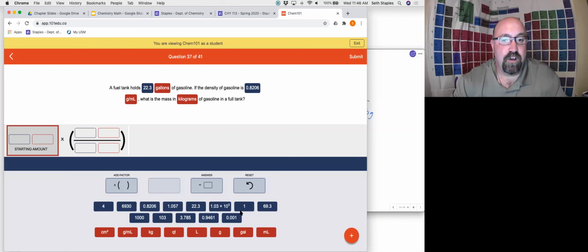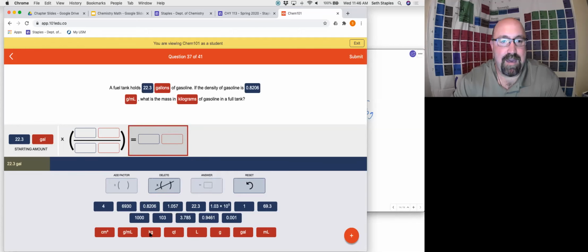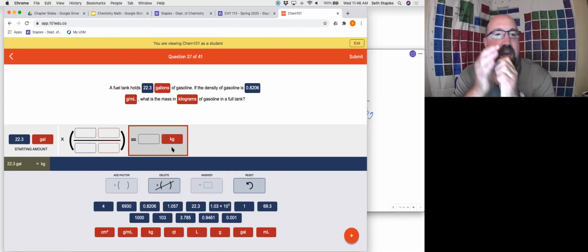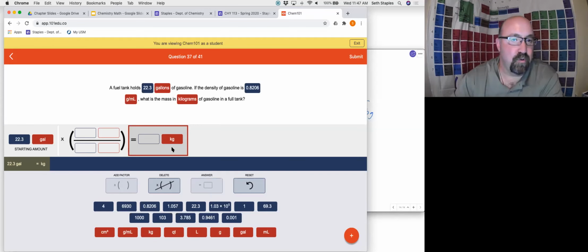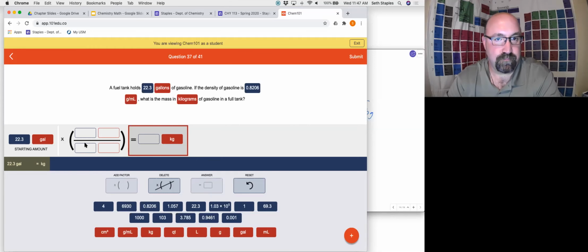So again, we've got our starting amounts. We have our 22.3 gallons. And we eventually want to get to a mass in kilograms. And so we know that we're going to use our density as our conversion to go in between our volume of gallons and our mass in kilograms. But we've got to figure out how we're going to get there.